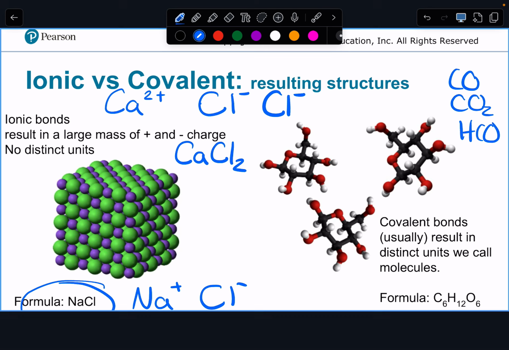And this is just inherent in how ionic compounds form. When they form, these ions don't clump off into little individual NaCl's. They just make this big crystal that has a ratio of 1 sodium to 1 chlorine.